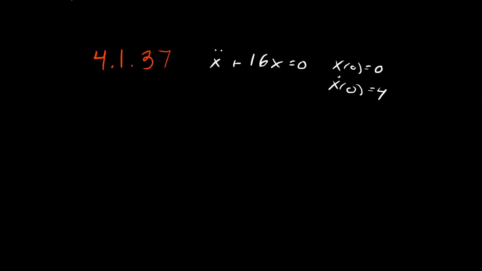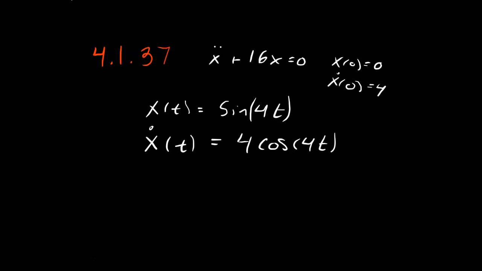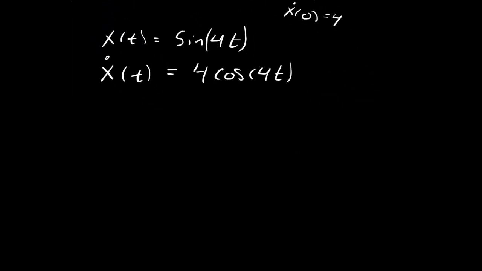As I just showed you, we had a solution that said x as a function of time ends up being sine of 4t. Now, if I want to sketch this in my phase plane, I would also need the first derivative of x with respect to time, or x dot. So in this case, let's take that derivative by the chain rule. We'll have 4 cosine of 4t.